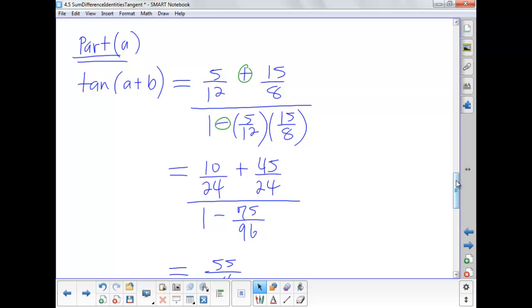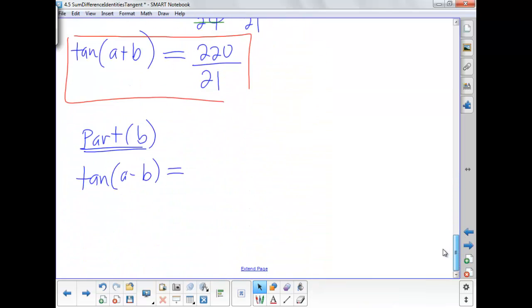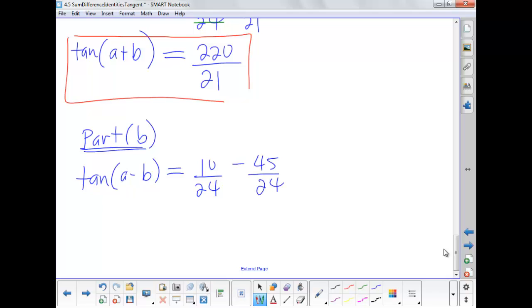So pretty much what we would be able to do is take what we had at this point here and then just switch around whether I was adding or whether I was subtracting. Okay, so that is what I'm going to do. So I'm going to jump right to the fact that this would have to be 10 over 24 minus, instead of plus, 45 over 24, and that is going to be, so picture 96 over 96. I've just gone to the common denominator right away, and then plus 75 over 96.